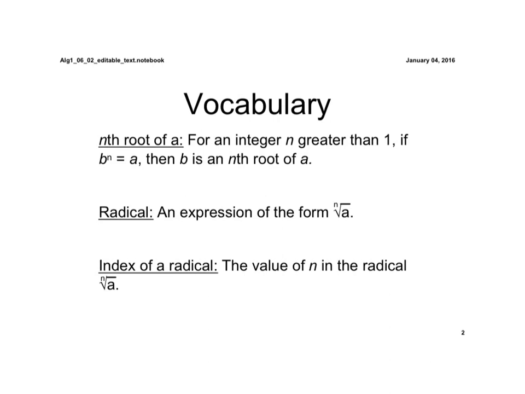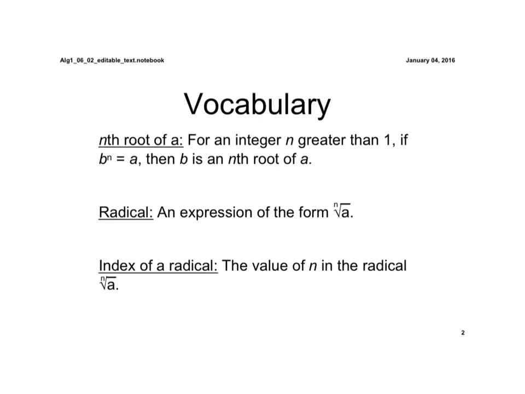Now, here's our vocabulary. First of all, the nth root of a. For an integer n greater than 1, if b to the nth is equal to a, then b is an nth root of a. Second vocabulary word, radical, an expression of the form the nth root, and then that radical symbol, a. And then the index of a radical is the value of n in the radical.